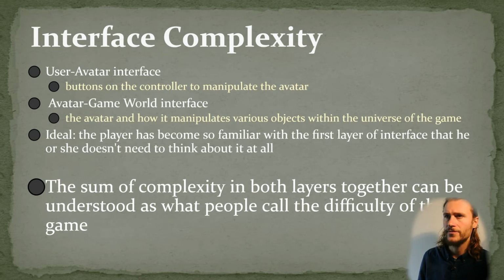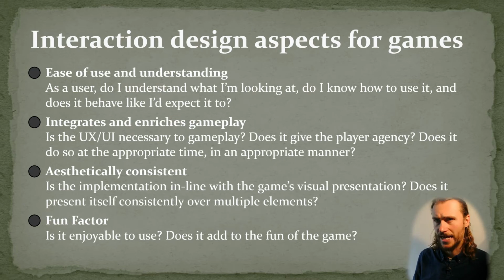All right. So the interaction design aspects for games. The same goes a little bit for interaction design in general. So it's ease of use and understanding. I won't go and read everything on the slides. You can read the slides later on as well. So what to expect: look at what a user expects and how they have learned from previous games, for example. Then integration and richness of gameplay. You give the player agency, at the appropriate timing and in an appropriate manner.